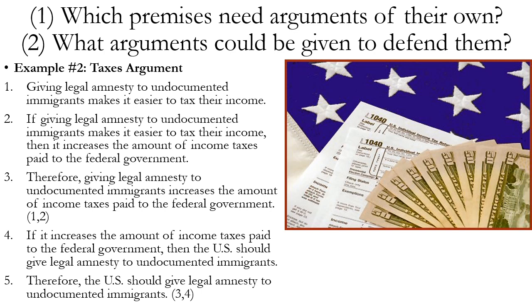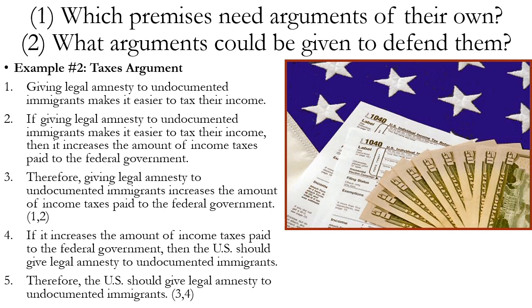People, on the one hand, it may be obvious that if undocumented immigrants are given legal amnesty, it would make it easier to tax their income. Why? Because they're more likely to report their income if they have legal status in the country. They're legal residents and workers there. And then if they're going to report that to the tax authorities, it becomes easier to tax. So if that's going to be already obvious to an audience, then you wouldn't need to defend that. But if it's not obvious, then you have to put the defense in.